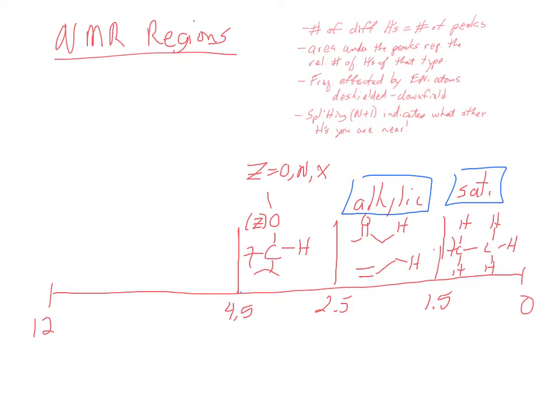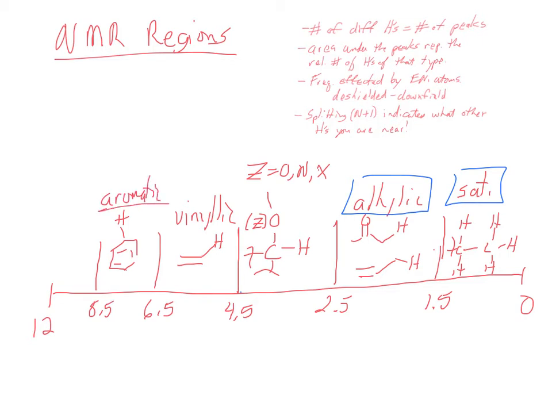The next region is the vinyl region. That's when you're directly bonded to that C double bond C, from 4.5 to 6.5. That's the vinyl region. That's where you see the alkenes a lot. Hopefully we all remember, the aromatic region is between 6.5 and 8.5. That's the aromatic region.